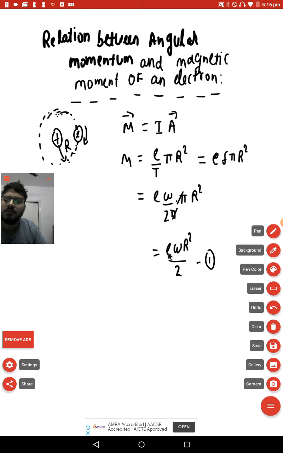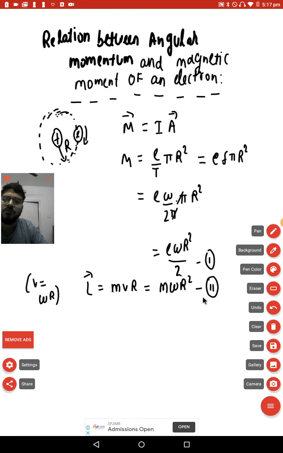Now once we have obtained this, let's talk about the angular momentum of the electron as it is moving around this orbit. What is going to be the angular momentum L? Remember that we can write angular momentum L as mvr, right? mv into r. But we can also write this as, remember that v can be written as omega times r. So if v is omega times r, we can write this as m omega r square. Let this be equation number 2.